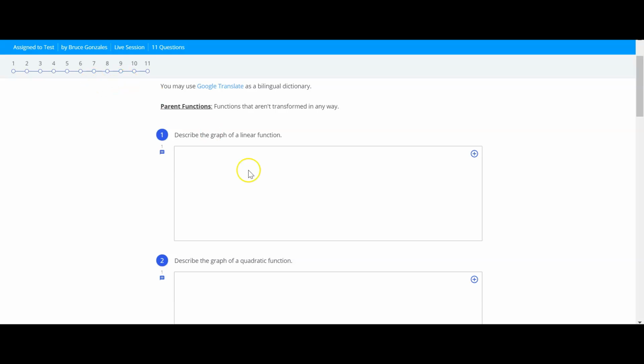So describe the graph of a linear function, right? A linear function's parent has a slope of 1 and it goes up and to the right, a straight line through the origin (0, 0).